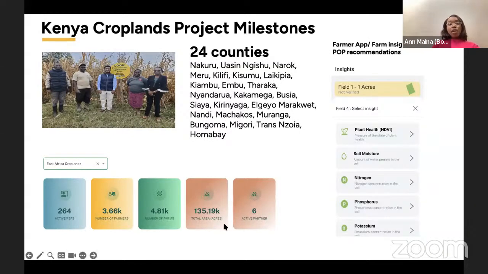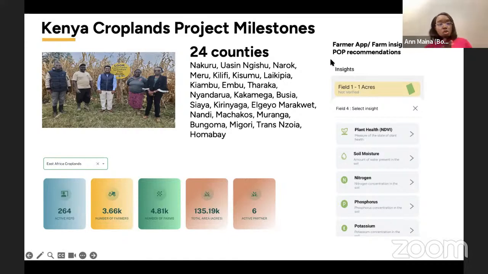At the moment, in Kenya, we have onboarded a total of 135,000 acres of land, from close to 5,000 farms, and we are currently working with 6 partners. We are looking at expanding to more counties, since at the moment we are working in 24 counties. In the next phase, around mid next year, we are looking at engaging all 47 counties of Kenya and also expanding to newer geographies.